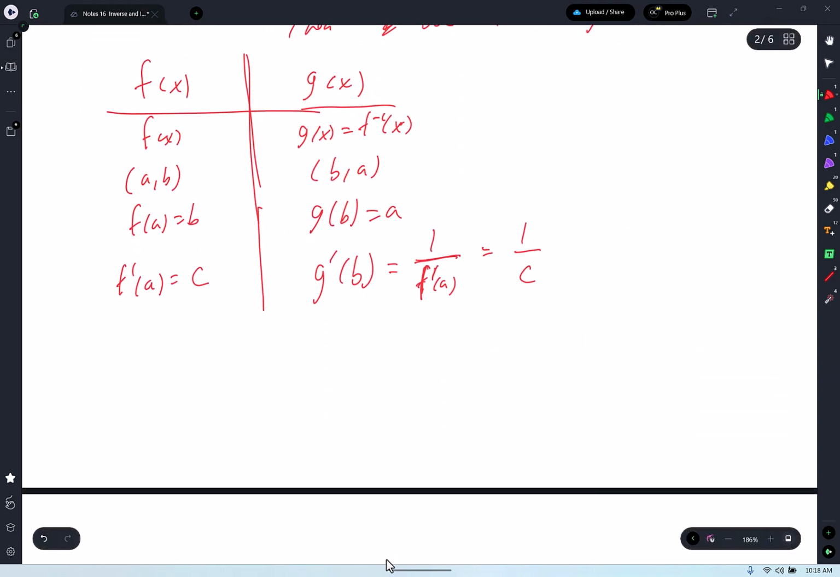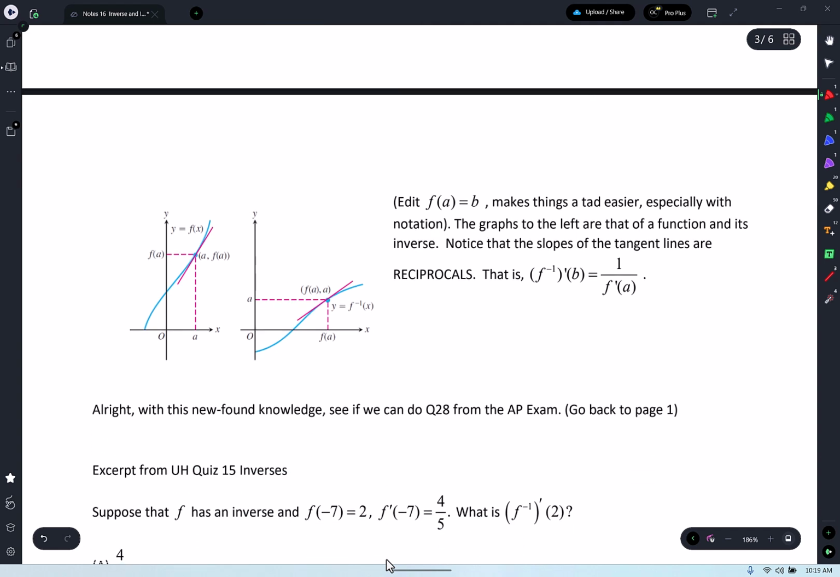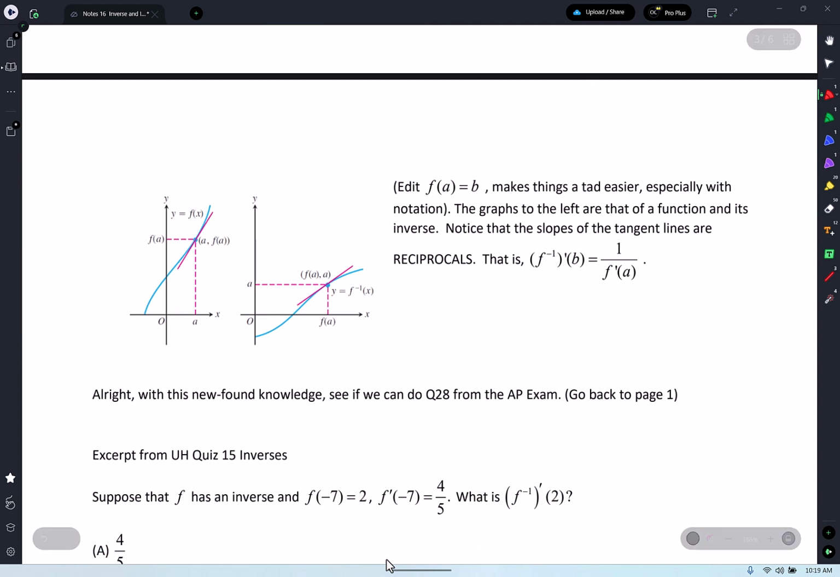Here's a visual. If you turn the page, here's a visual of what we just did. They should have just put it on the same image. This image here is the inverse of what you have on the left-hand side. Next time I'll see if I can do it.